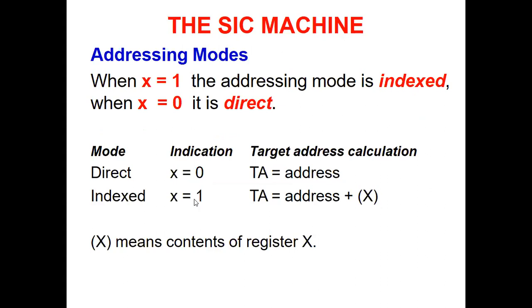But when X is a 1, that is index addressing. To calculate the target address, you take the address given in the other 15 bits plus the contents of register X. Remember, we said that register X is called the index register. So you take the contents of register X and add what you have in the 15 bits. That will take you to the target address, the address which has the required operand. Is it okay now?